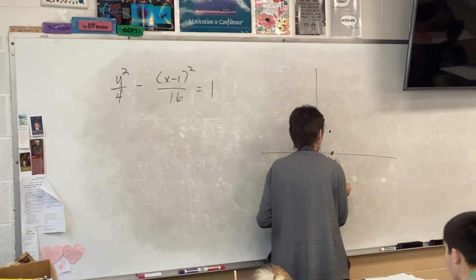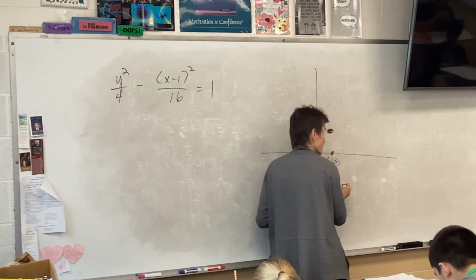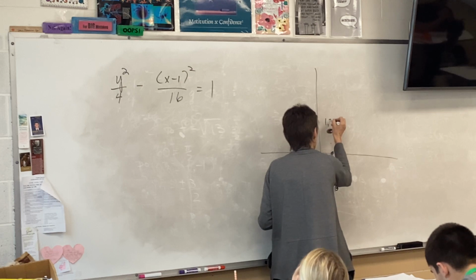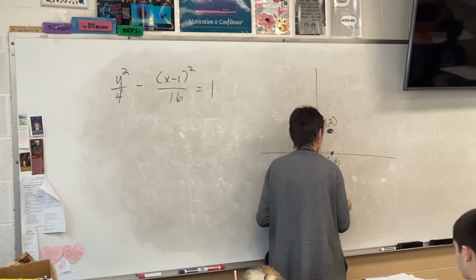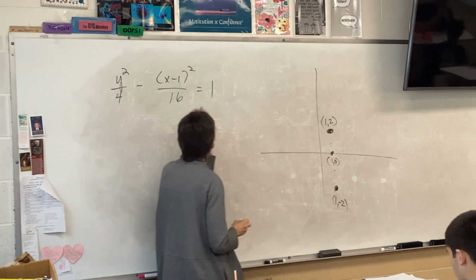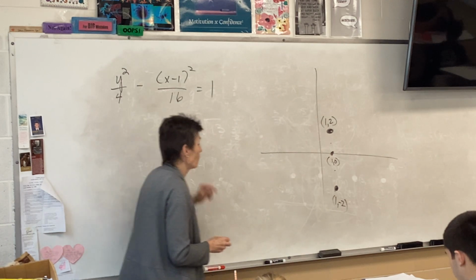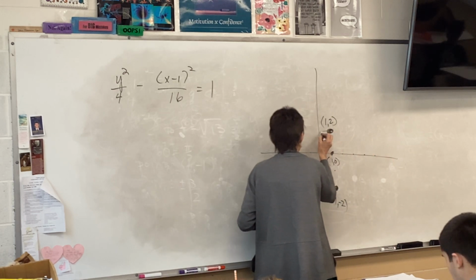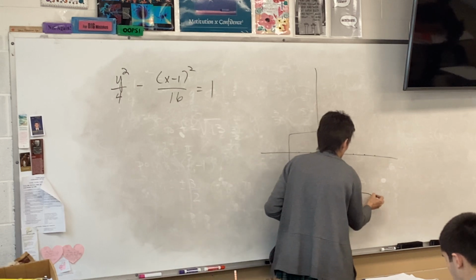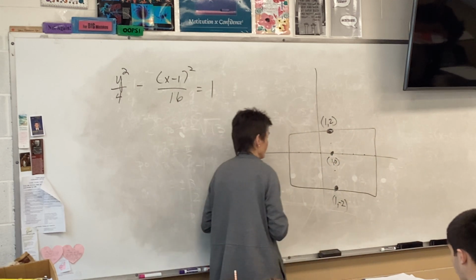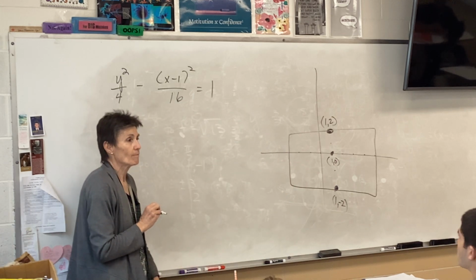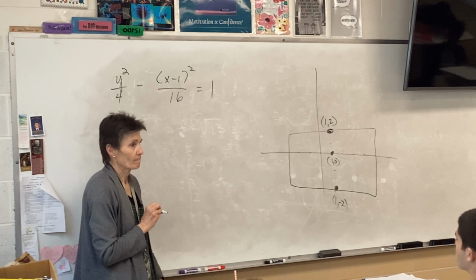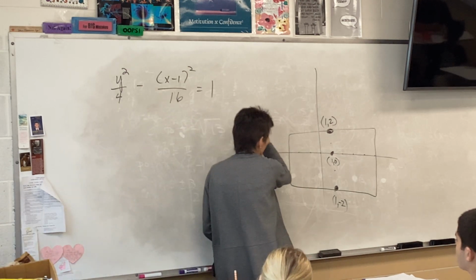And by the way, won't those 2 points be my vertices since they come first in the equation? So this would be 1 comma 2 and 1 comma negative 2. And then I'm going to go sideways 4, and draw my box. Is everyone with us to this point? Okay, so you know you need to draw these in now.